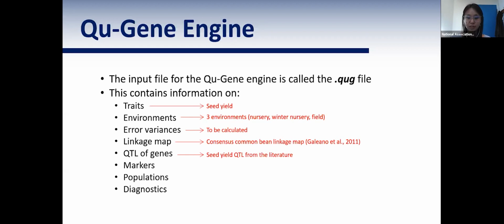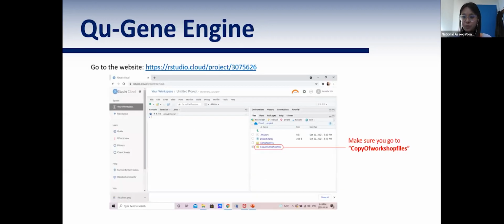And for the QTLs of the genes, I have a number of seed yield QTL that we will be inputting into the simulation. The markers will come from the linkage map, and the populations will be generated by QGENE. Lastly, for diagnostics, we can essentially just indicate if we want a simple or detailed diagnosis. So let's now move to the RStudio Cloud.